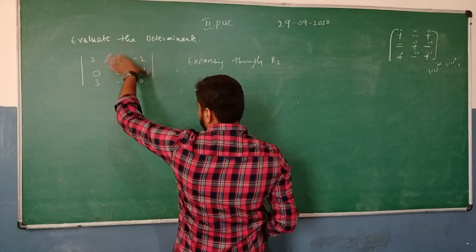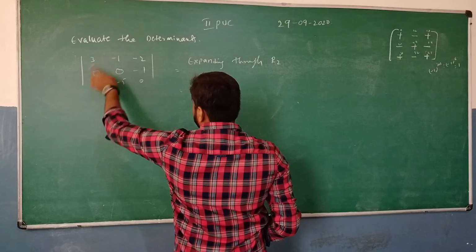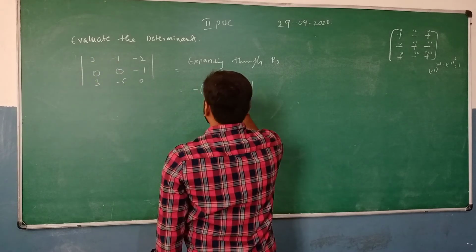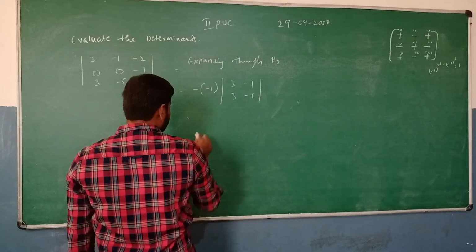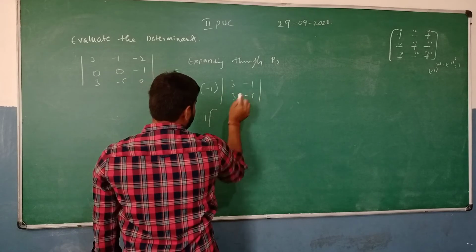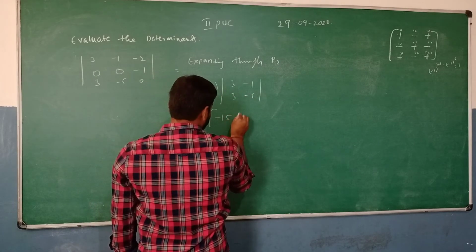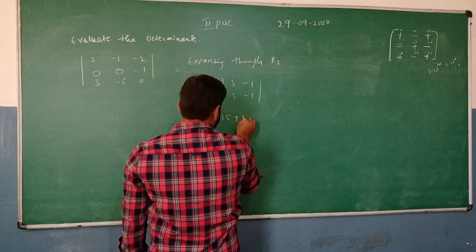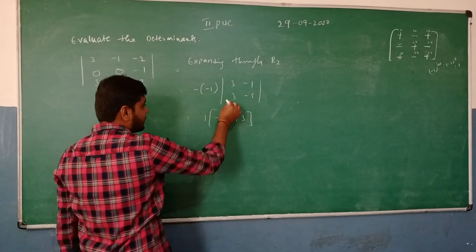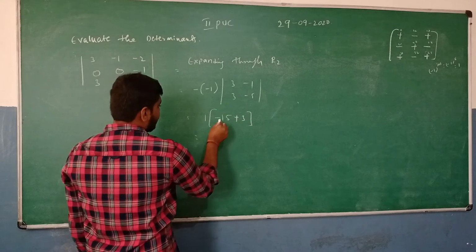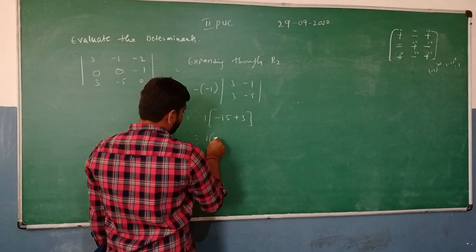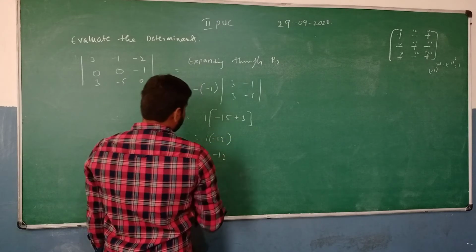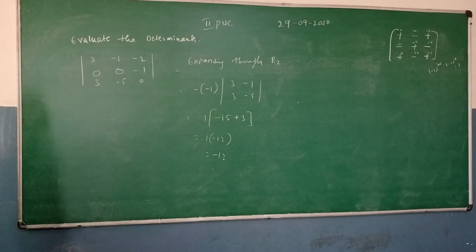By neglecting the corresponding row and column, we get 3, -1, 3, -1. Here, minus into minus is plus 1. So what is the value of 3 into -5? That's minus 15. Then 3 into -1 is minus 3, and minus 3 into minus is plus 3. So minus 15 plus 3 is minus 12. So 1 into minus 12 is minus 12. The required determinant is minus 12. That's the answer.